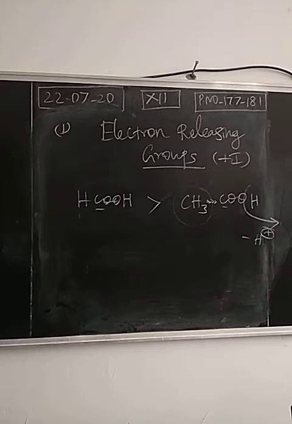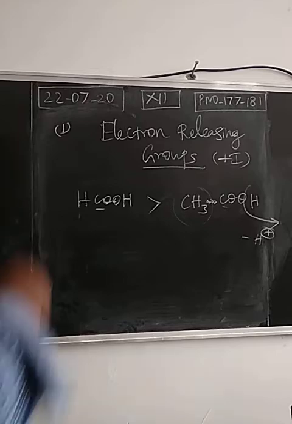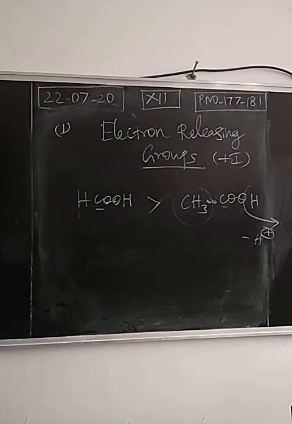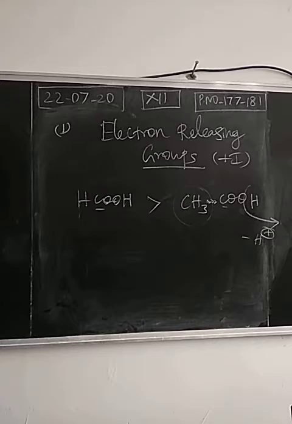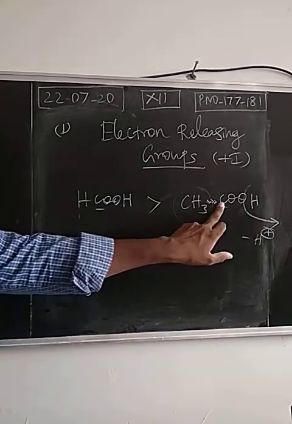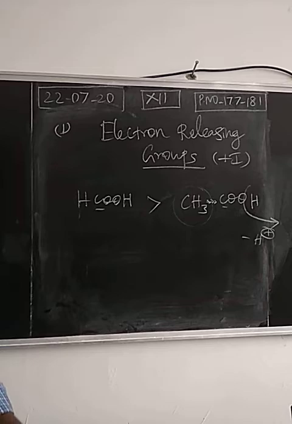So this may be a 5-mark question also. Explain the acidic nature of acids based on electron releasing and withdrawing groups. 2.5 marks will be given for this one. Due to the presence of electron releasing groups, there is a displacement of electrons. Electron density will be more around the carbon of the carboxyl group. Hydrogen will not move as H plus in a fast manner. Thereby, acidic nature reduces. And this displacement of electrons is called plus inductive effect, that means plus I effect.